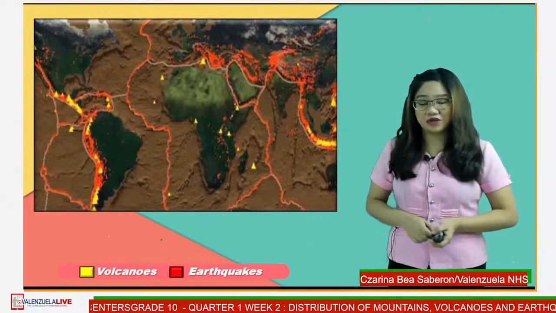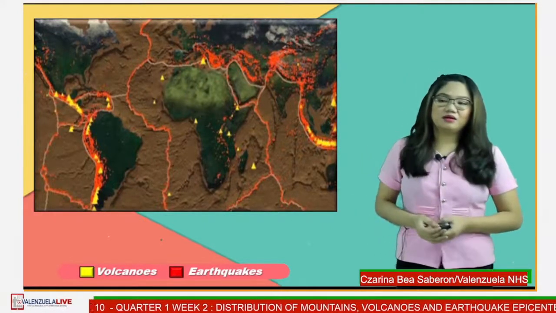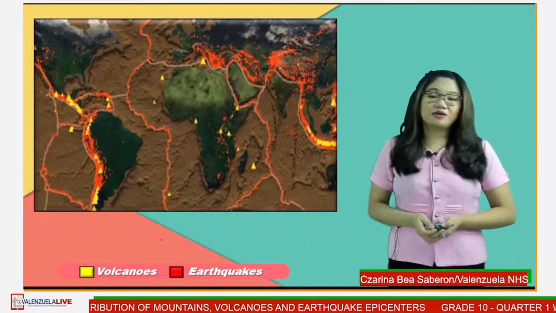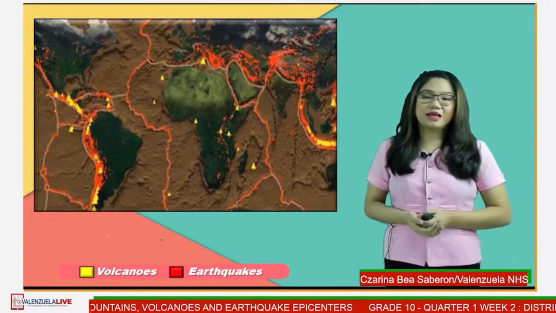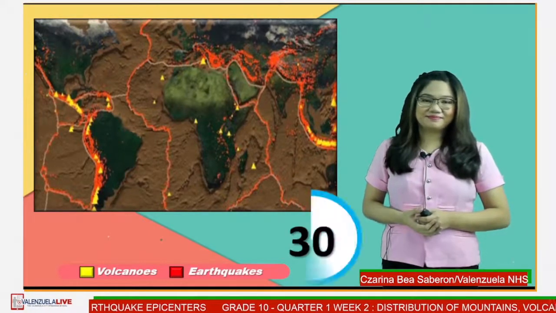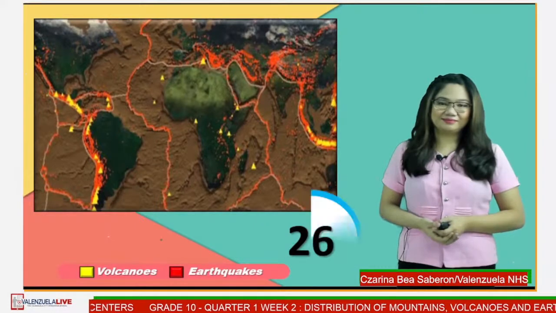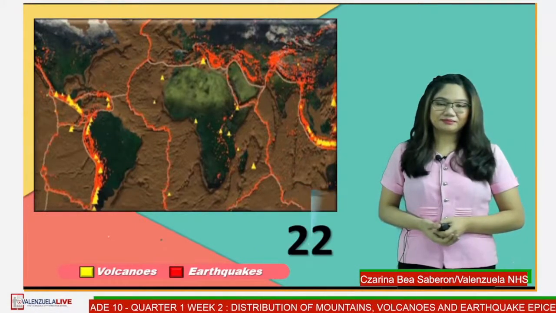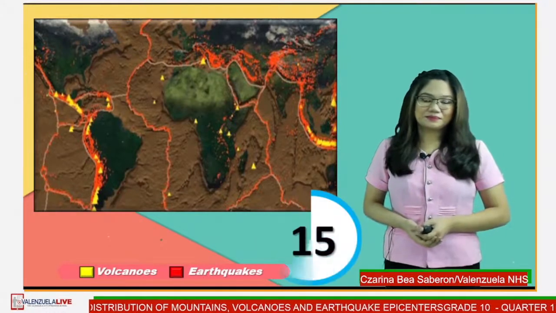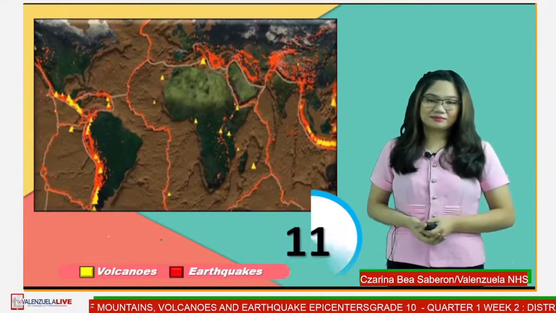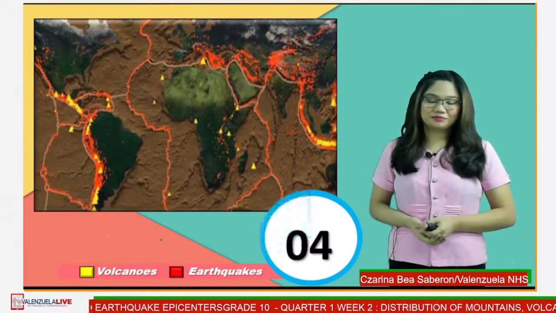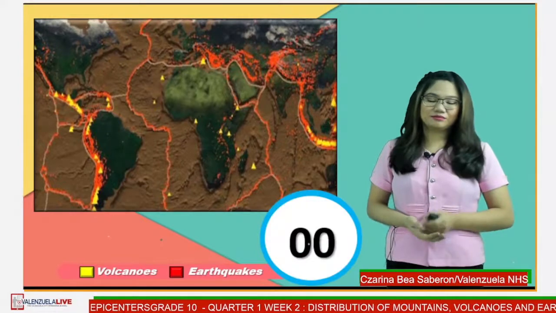Okay, so you see I have here a map. On the, down below you can see the legend. So the yellow pattern pertains to the volcanoes and the red ones pertain to the distribution of the earthquakes. So I'll be giving you at least 30 seconds to observe the map, and then I'll be asking you a question later on. All right, so time's up.